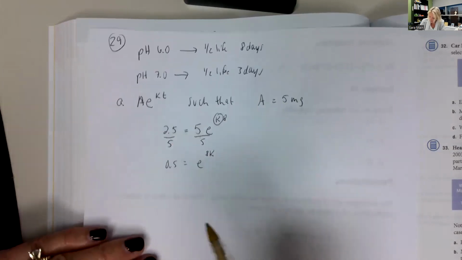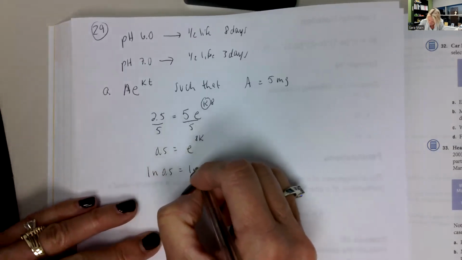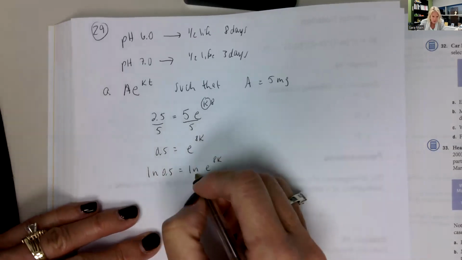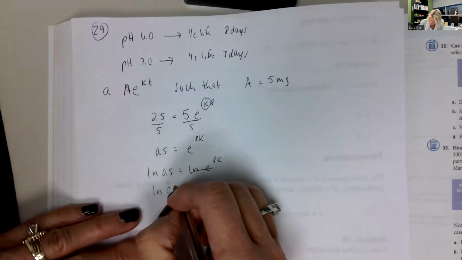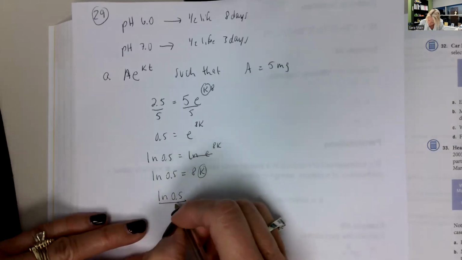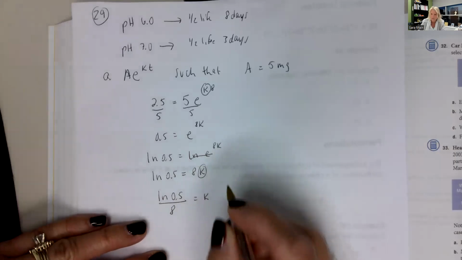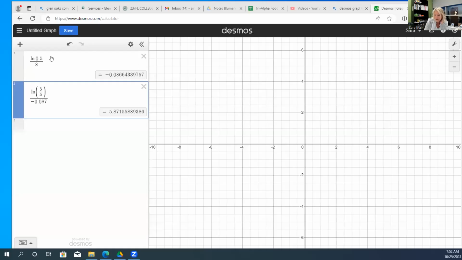So this is 0.5. Now I'm just going to solve for k by taking the natural log of both sides. So that goes to 1. This becomes 8k, and this is just the natural log of 0.5. To solve for k, we can take the natural log of 0.5 divided by 8, and we get k. I will show you this in my Desmos here. So that's right here. Ln of 0.5 divided by 8 is a negative 0.087.